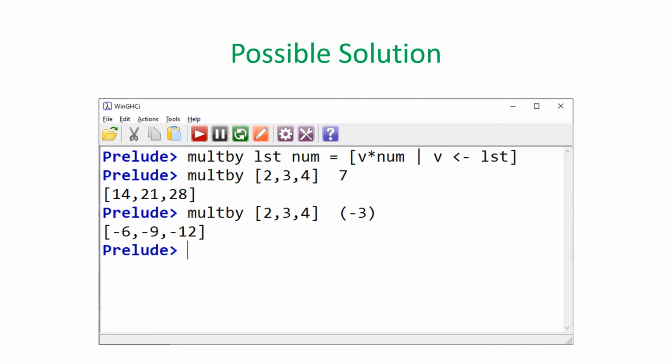So there's a definition, and then we can try the function by calling it with a list and a number, and we get the return value where we've multiplied each element of the list by the number. And it works with any number, including negative numbers. Remember, when you have negative numbers, it's a good idea to put them inside parentheses. Otherwise, Haskell will think you're going to subtract 3 from this value, and that's not going to work.